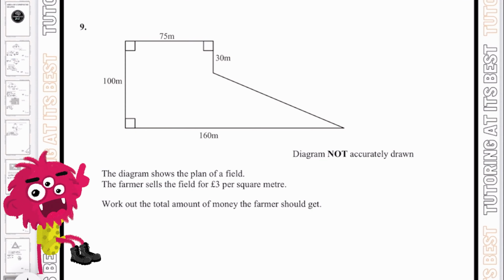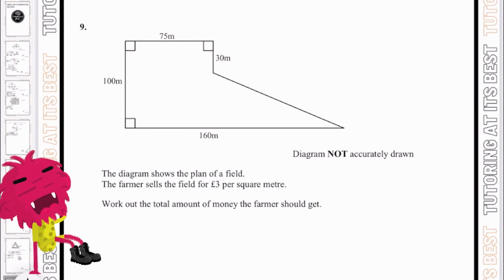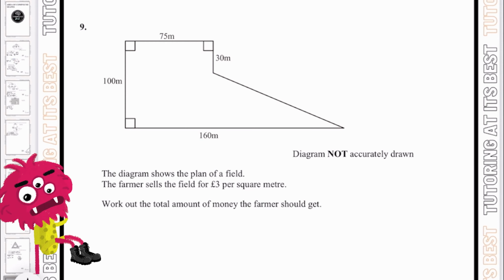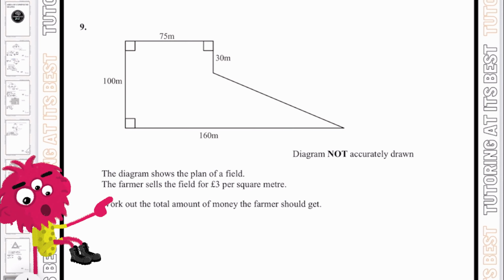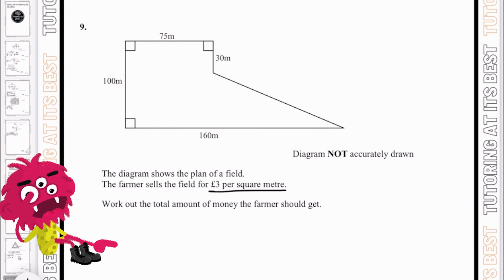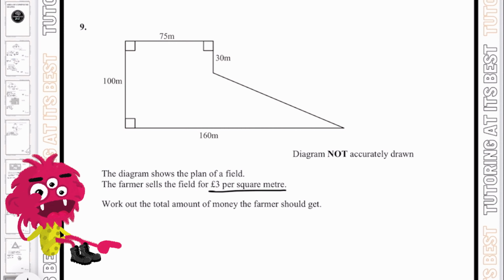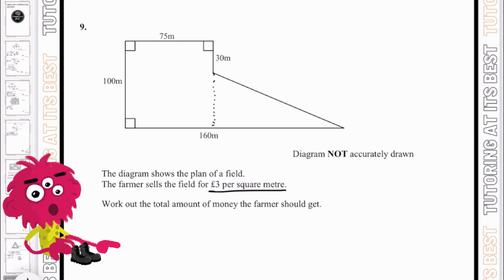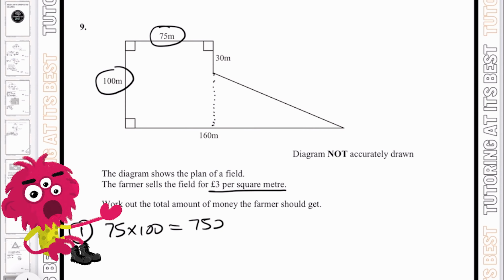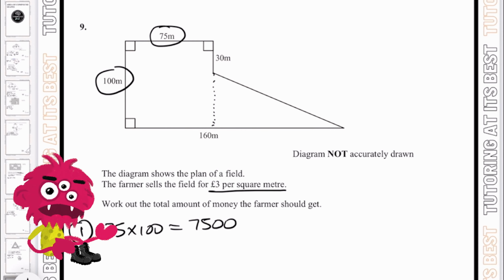So now this diagram shows the plan of a field and the farmer sells the field for £3 per square meter. So that's £3 per square meter, and we need to work out the total amount of money the farmer should get. So the first thing we're going to do is split this shape up and then calculate our rectangle, which is going to be 75 multiplied by 100. And that gives us 7,500.